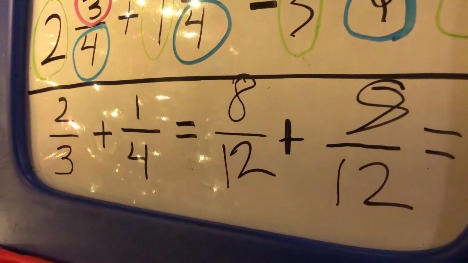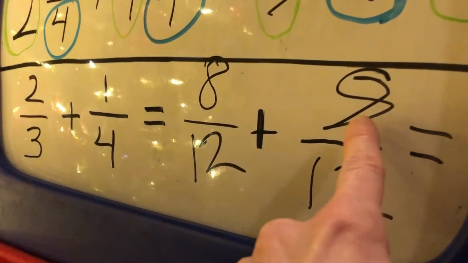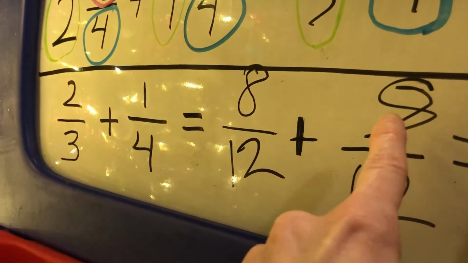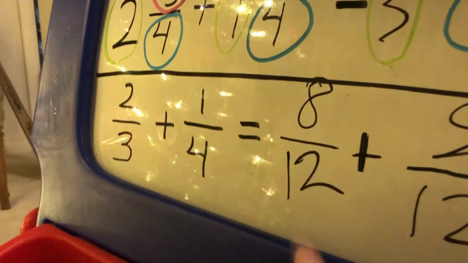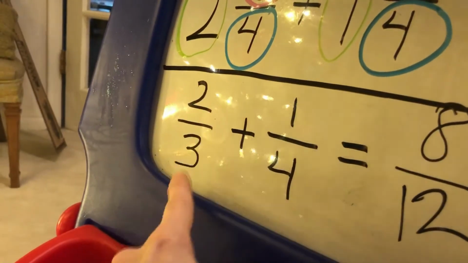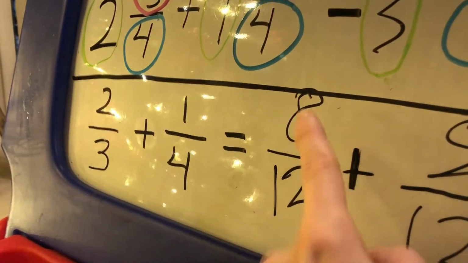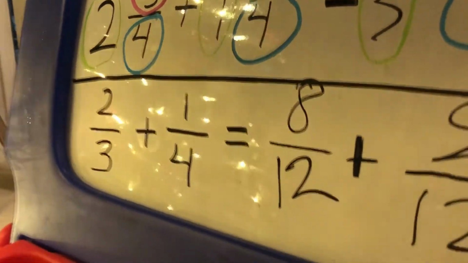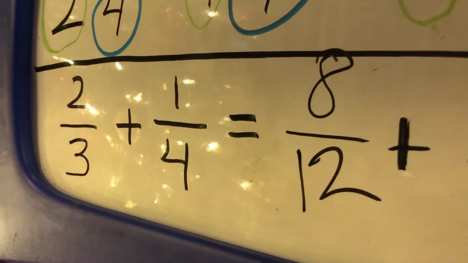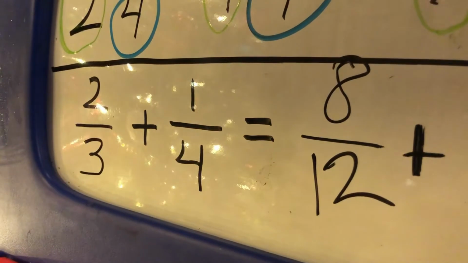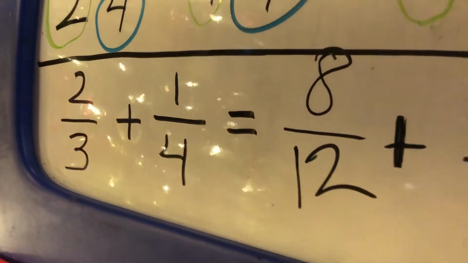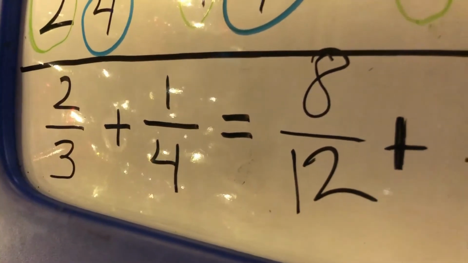Okay, so in other words, 2/3 is the same thing as 8/12. It's literally the same number. Because 8 is 2/3 of 12. Let me do the math. 2 is 2/3 of 3. Wow, that's a weird way to say it.